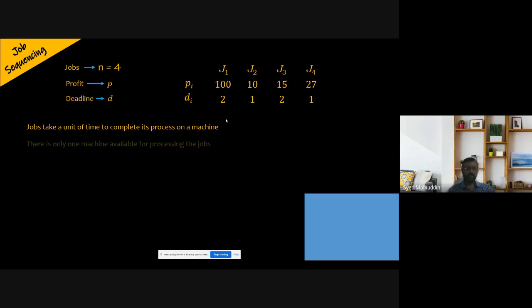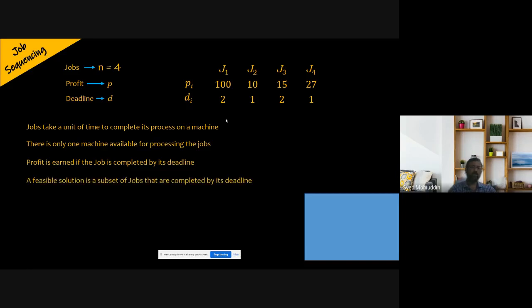Then, only one machine is available to process these jobs. So if job 1 is getting processed, at that same time job 2 cannot get processed. There's only one machine available, and at a time only one job can be processed. The objective is to earn a profit. If a job can be completed by its deadline on the machine, only then is a profit earned.